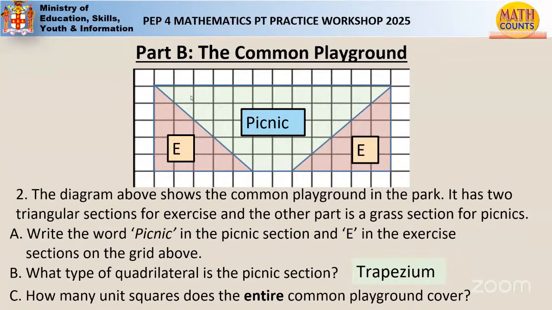33. 33. We're going to read the question, you know. How many unit squares does the entire common playground cover? How many did you say? Sorry, coming back again. All right. Remember, the playground includes the picnic area and the exercise area.